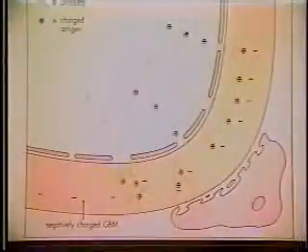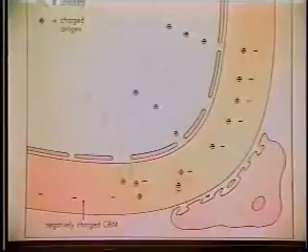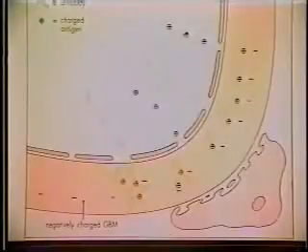Okay, this is just another example of antibodies going through and binding antigen in the basement membrane, activating complement, leading then to C5a and C3a, chemotaxis, inflammation, and then destruction.